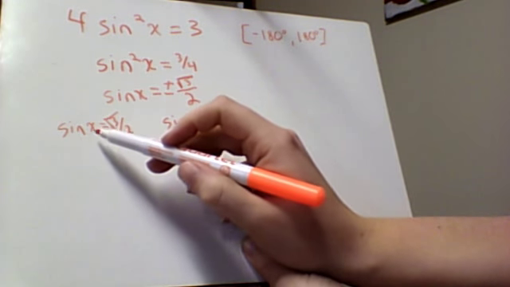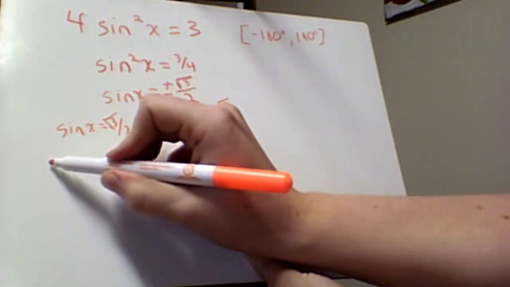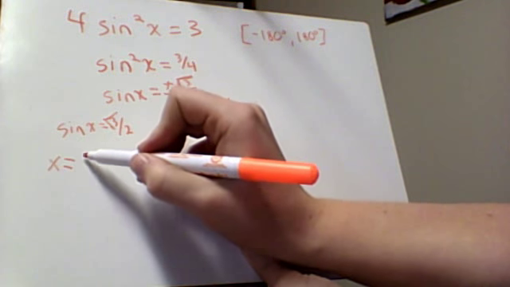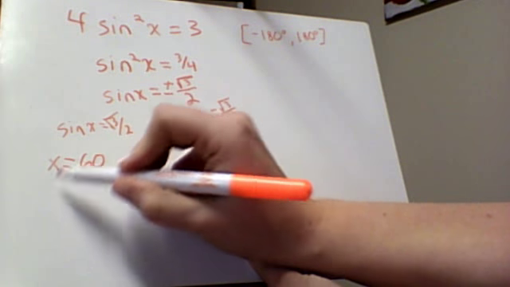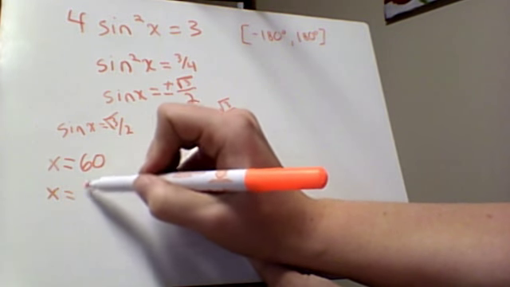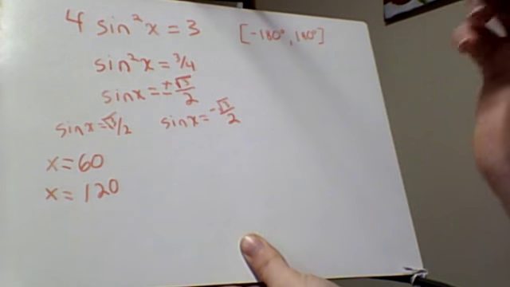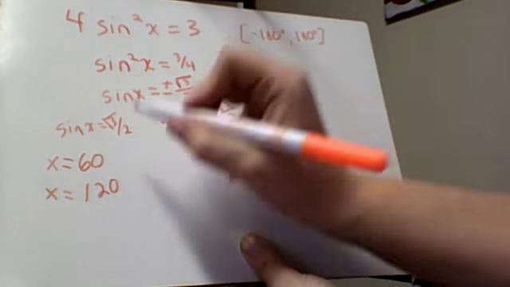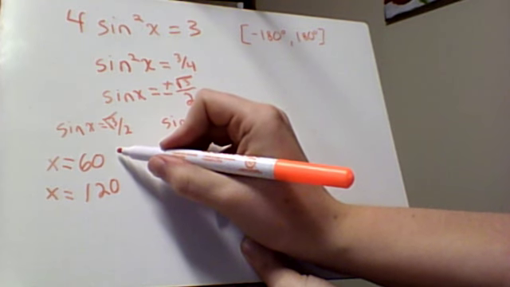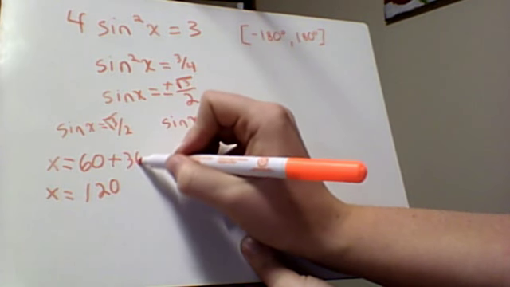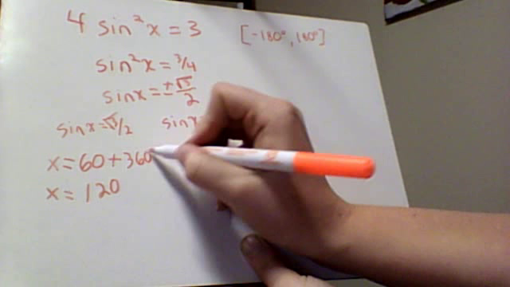Looking at our unit circle, when is sine of x root 3 over 2? Well, x would have to be either equal to 60 or x would have to be equal to 120. These are the only two options where sine of x is equal to square root 3 over 2 on our normal domain. But if we want all possible values, we're going to add 360k, where k is any integer.